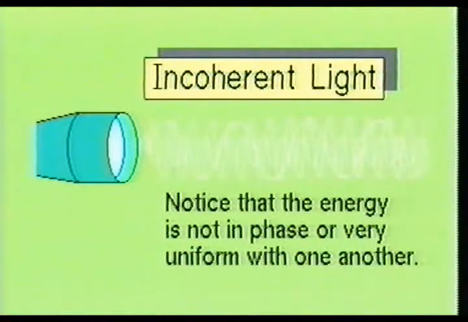Natural light and most artificial light sources will produce an incoherent beam of light. This incoherent beam of light consists of several wavelengths of energy which are placed randomly together. Since the wavelengths are not uniform, they will tend to diverge or spread out as the light beam gets further away from its source.